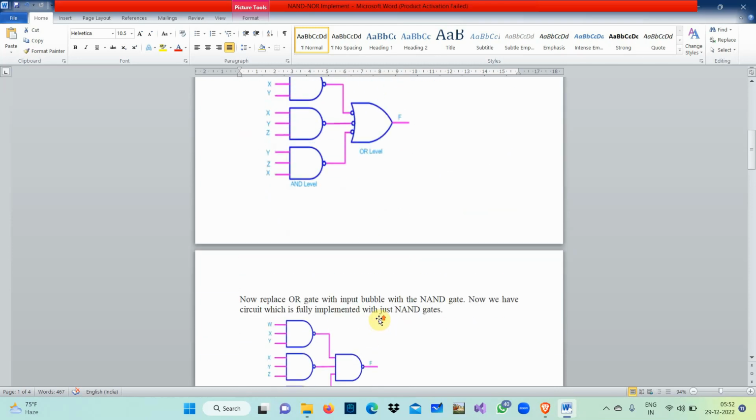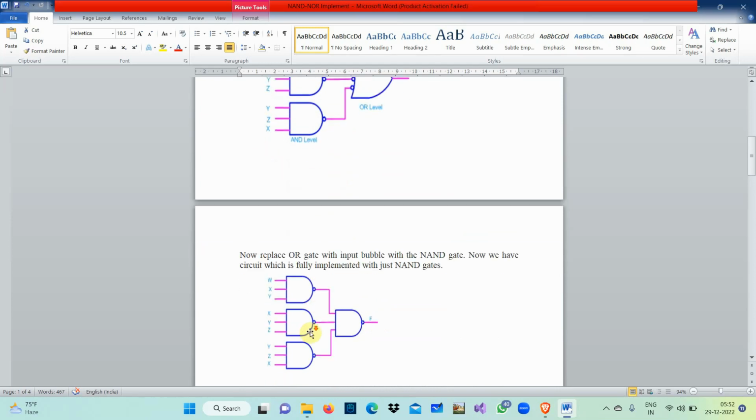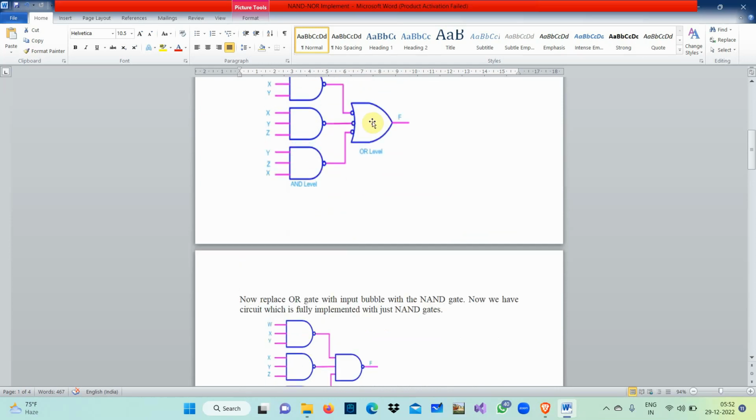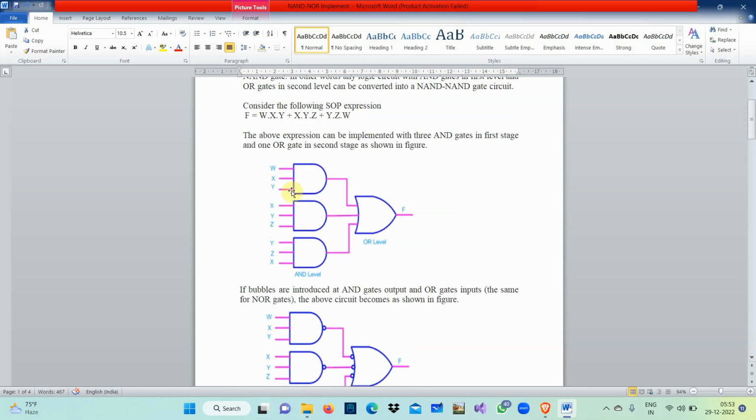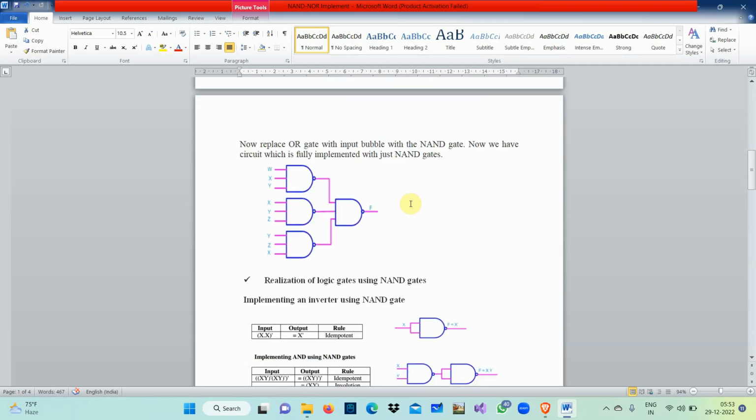Now what you do, the first stage AND level is converted to NAND level, it is okay. The second stage, what you see, the bubbled input OR gate, it is the same as if you convert that OR gate to an AND gate and put the bubble at the end. You just make a truth table and you see the output will be the same. So this is how we implemented the AND and OR gates using NAND gates. This is the same as that one. This is how the realization takes place.